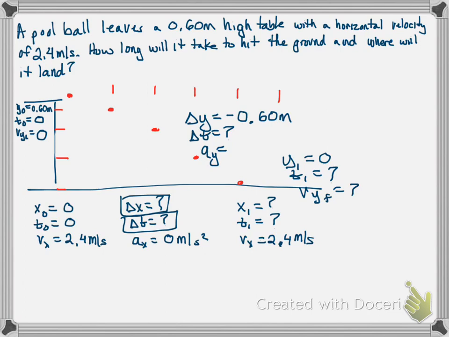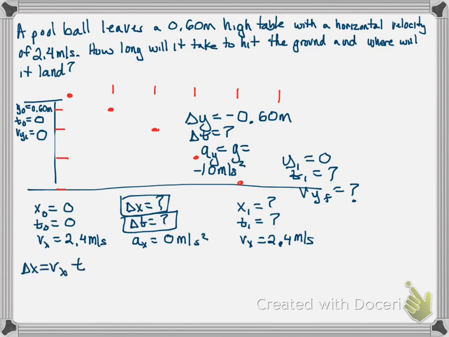I can't say that Vy final is 0 because it hit the ground, because again, Vy final would be how fast is it going right before it hits the ground. And I always know acceleration in the vertical direction is g, negative 10, because I'm getting ready to use those in motion equations. G is negative 10 in a motion equation. It's only positive 10 if I'm calculating the weight of an object.